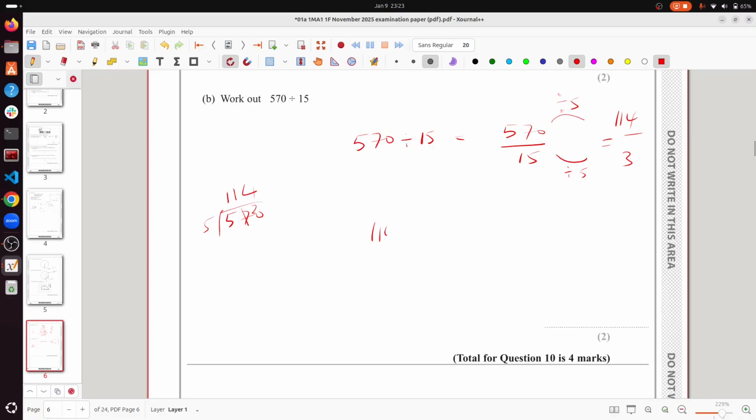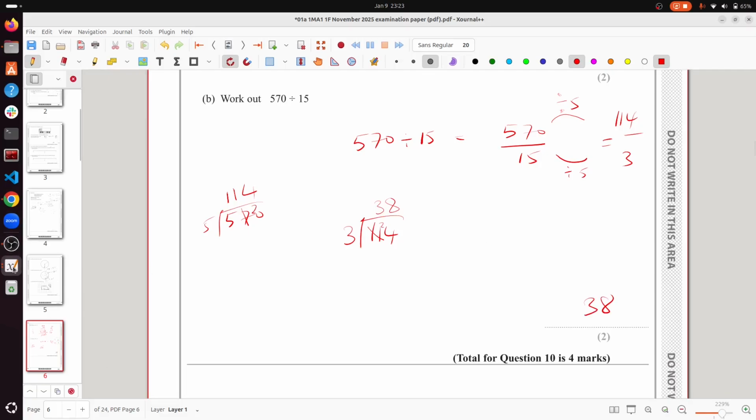So I'm going to do 114 divided by 3. 3 cannot go into 1, so I look at the next one. 3 into 11 is 3 times, remainder 2. 3 into 24 is 8 times, and that gives me 38.